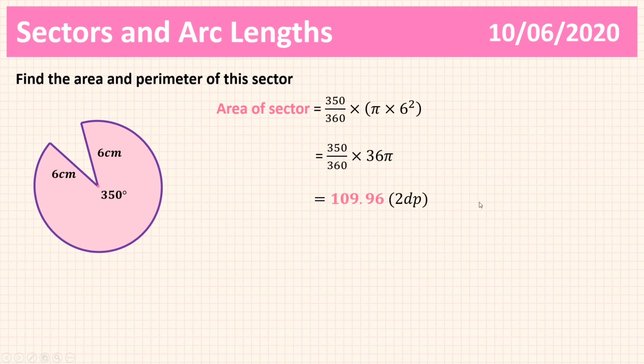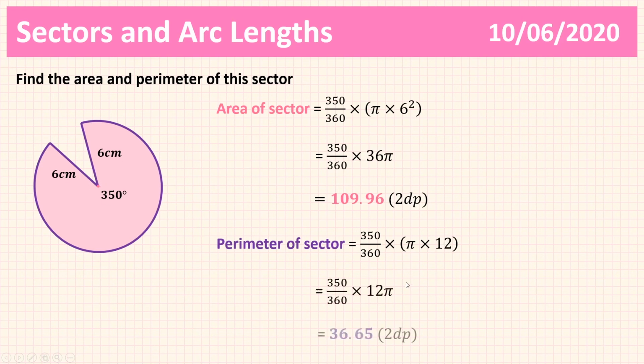Now the perimeter in purple, the perimeter of this sector, is going to be the fraction of the circle, which is 350 over 360 times pi lots of 12, 12 being the diameter, because the radius is 6, the diameter must be 12. Pop that in my calculator and I get 36.65.